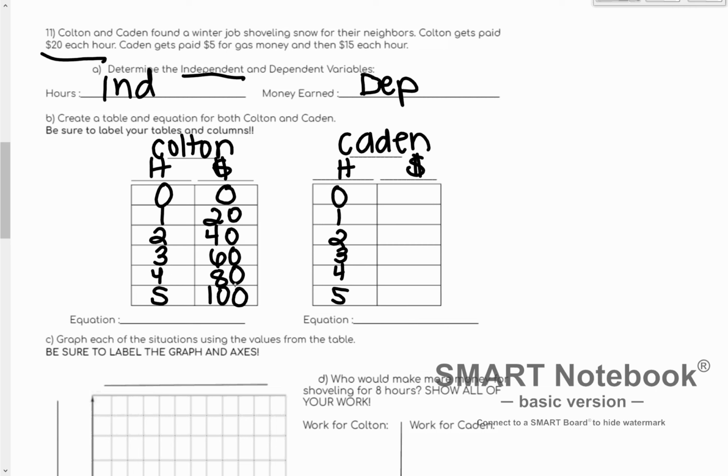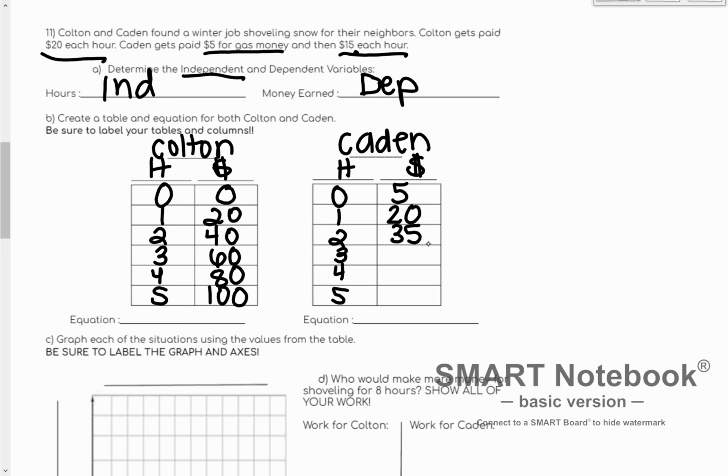Caden, on the other hand, he gets $5 for gas money and then $15 each hour. So he gets $5 for driving over to their house in the first place. Okay, so he's got some gas money there. Then if he shovels for another hour after that, he gets $15 more. So he would be at 20. If he shovels for another hour, he'd get another $15 for that next hour, which would be 35.